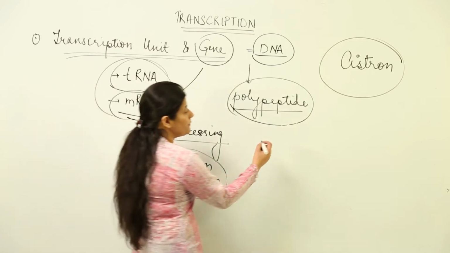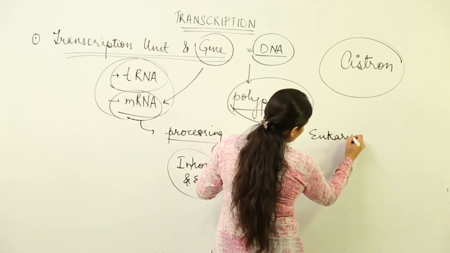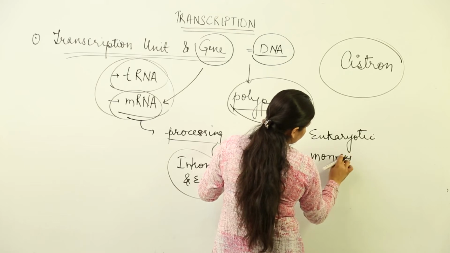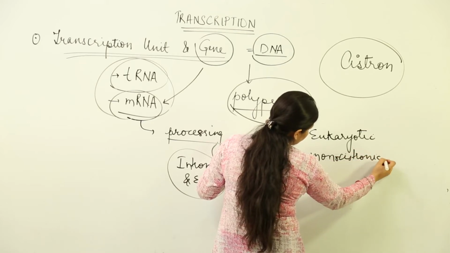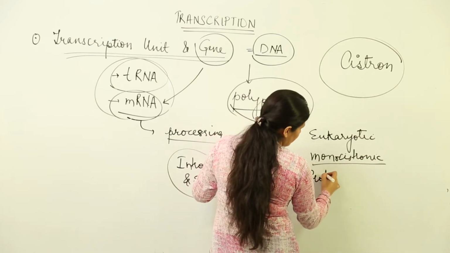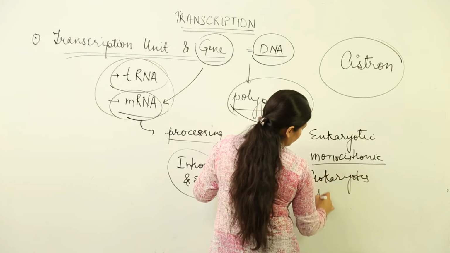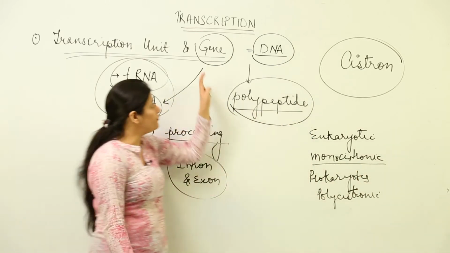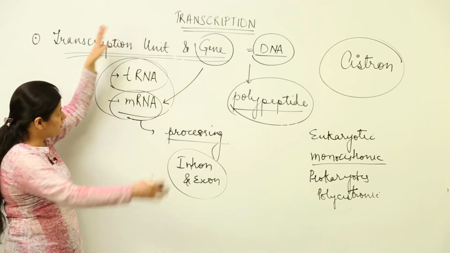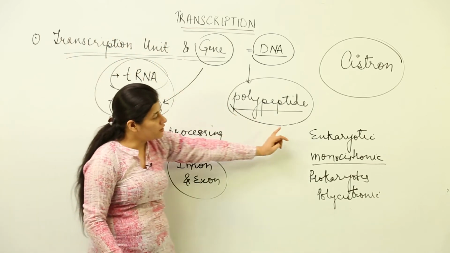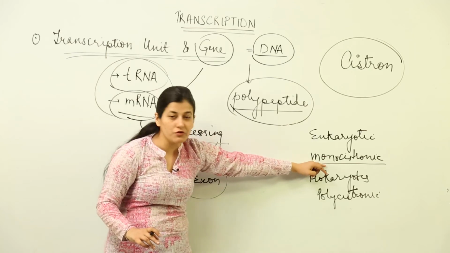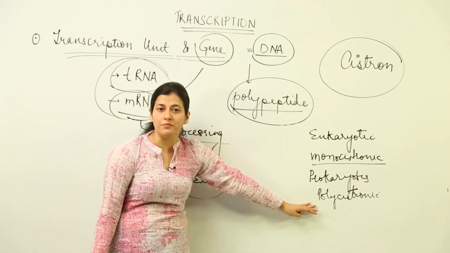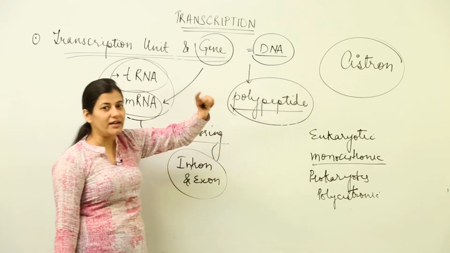Now, you have to remember one thing: eukaryotes have monocistronic DNA, and prokaryotes have polycistronic DNA. That means the structural gene flanked between promoter and terminator in prokaryotes forms more than one polypeptide in a transcription unit, but in eukaryotes, a transcription unit gives rise to a single polypeptide. This is what monocistronic and polycistronic mean, and what a cistron means is that part of the DNA which gives rise to a polypeptide.